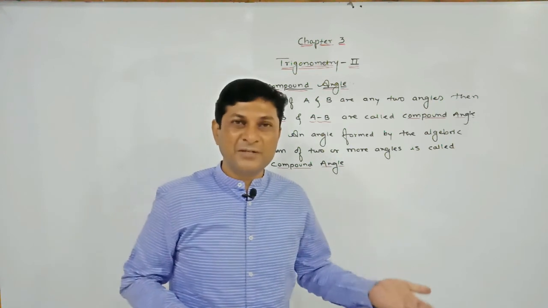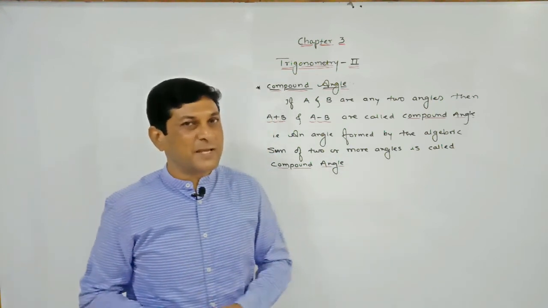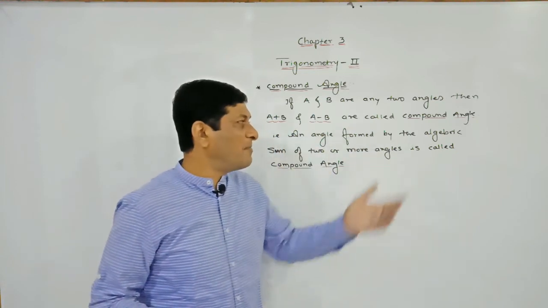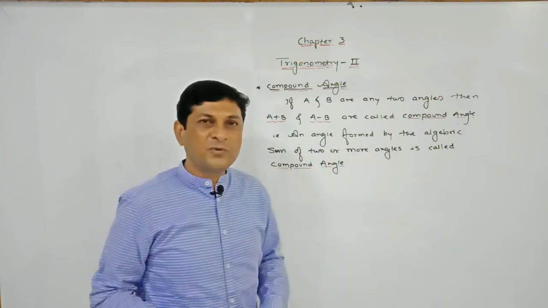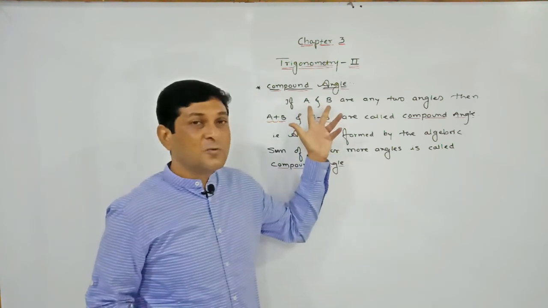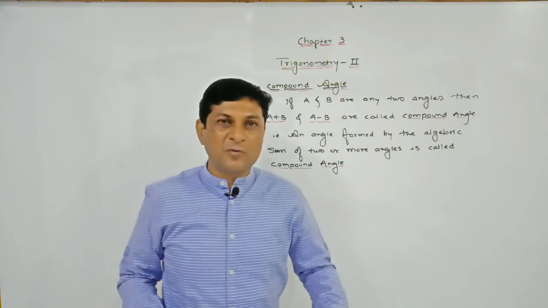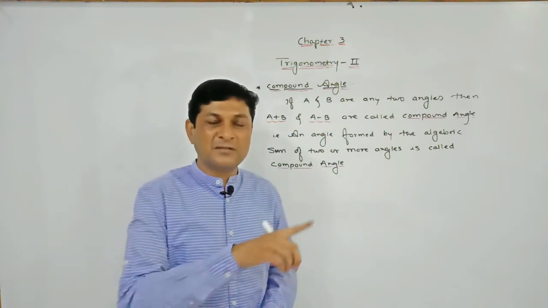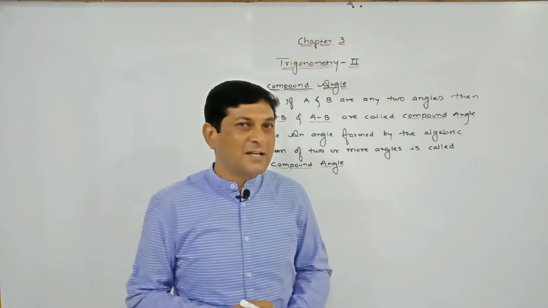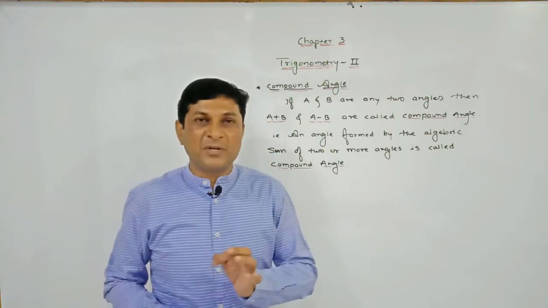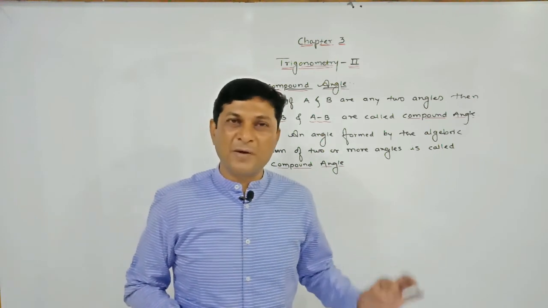So a simple definition: if A and B are any two angles, then A plus B and A minus B are called compound angles, or an angle formed by the algebraic sum of two or more angles is called a compound angle. Here we have considered two angles. It may be possible that more than two angles are there which are connected either by plus or by minus. Means the algebraic sum of two or more angles is called a compound angle. And our first part of this chapter is trigonometric functions of compound angle.